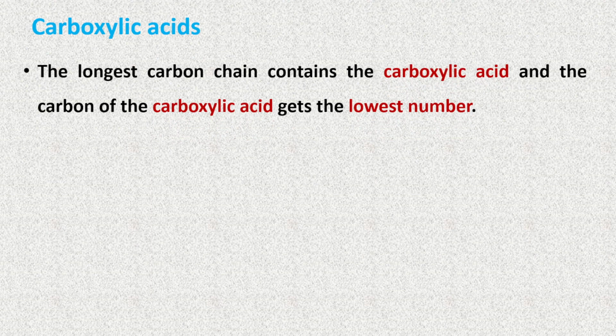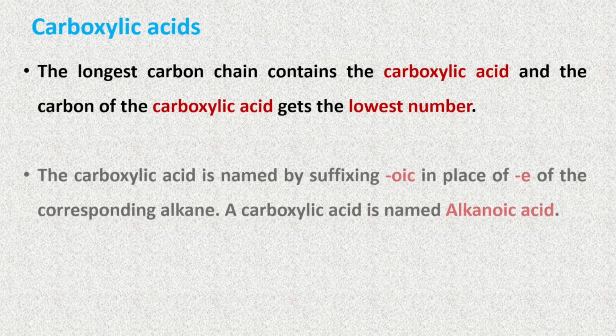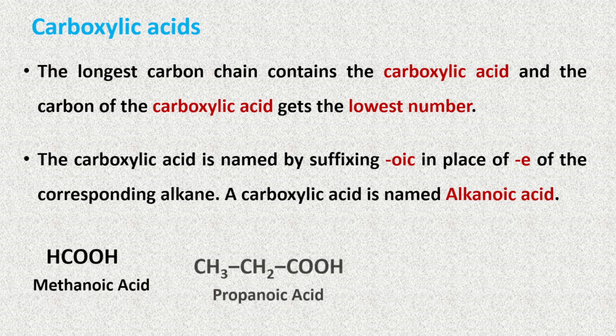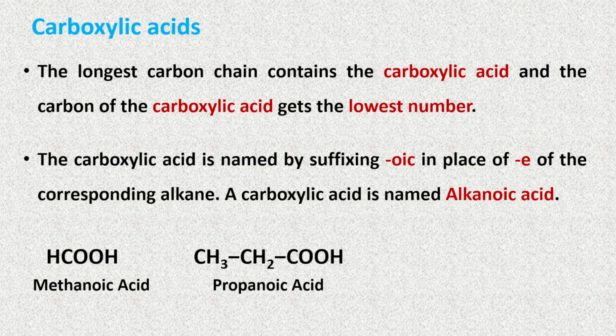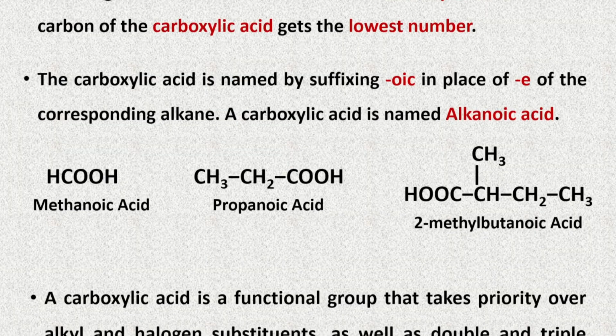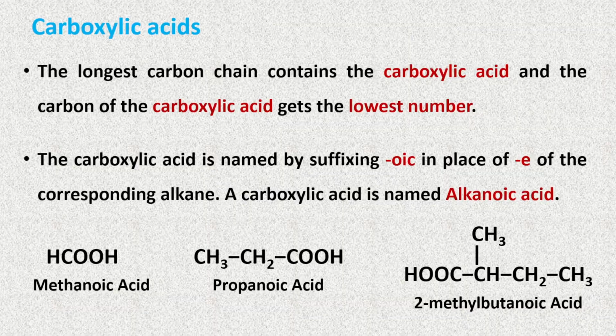Carboxylic acid. The longest carbon chain must contain the carboxylic acid, and the carbon of the carboxylic acid gets the lowest number. The carboxylic acid is named by suffixing -oic in place of E of the corresponding alkane. They are referred to as alkanoic acid. For example, HCOOH, methanoic acid, CH3CH2COOH, propanoic acid. In the third compound, there is a methyl substituent at position number 2. So, it is 2-methyl butanoic acid.